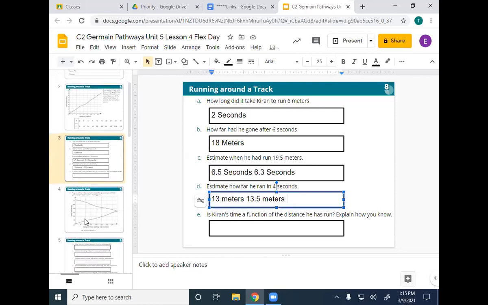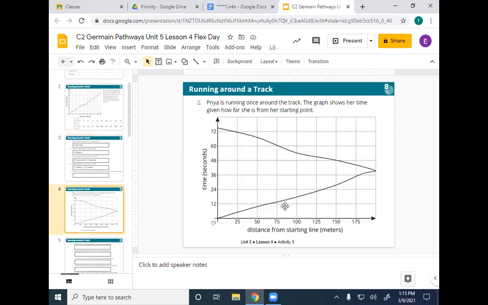Okay. So if we have time, we're going to circle back and answer some questions about Freya's running. But I want to do some of the other activities first. So if we have time, we'll come back. But if we don't, that's okay.